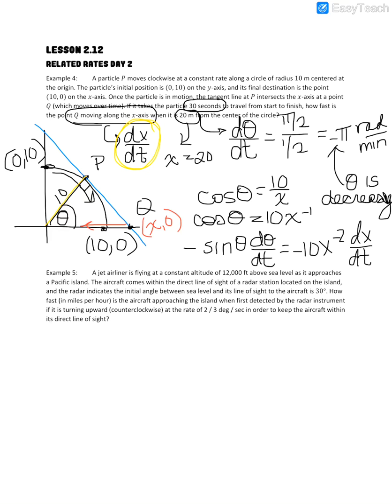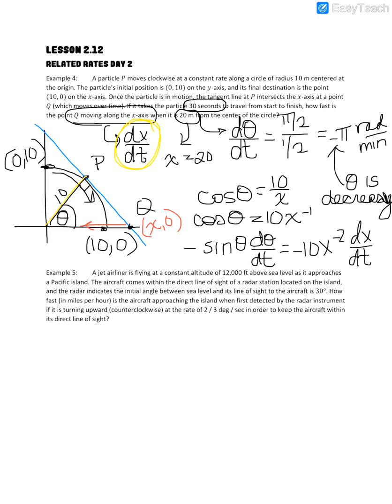A jet airliner is flying at a constant altitude of 12,000 feet above sea level as it approaches a Pacific island. The aircraft comes within the direct line of sight of a radar station located on the island, and the radar indicates the initial angle between sea level and its line of sight to the aircraft is 30 degrees. How fast in miles per hour is the aircraft approaching the island when first detected by the radar instrument if it is turning upward counterclockwise at the rate of 2/3 of a degree per second in order to keep the aircraft within its direct line of sight?